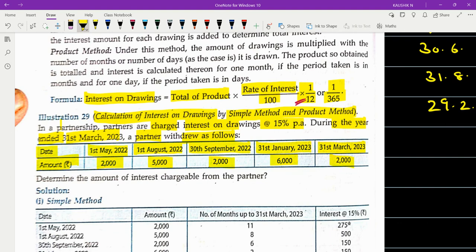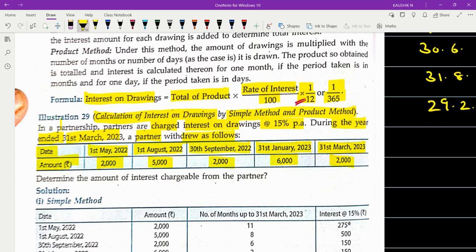Probably 2000 rupees is withdrawn at 3 different times, but with that we cannot say it is uniform, because he has also made drawings of rupees 5000 and 6000 in between. So this does not come under uniformity. He is drawing the amount as he likes. There is no fixed amount.